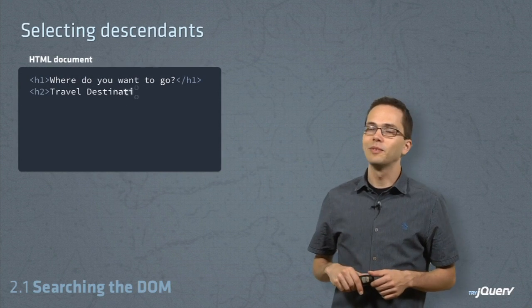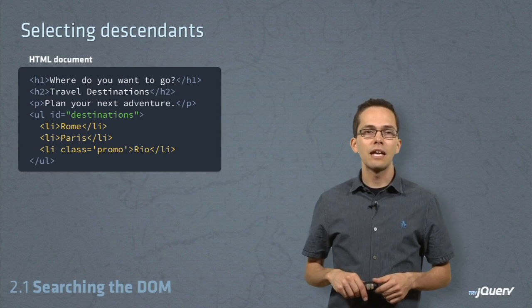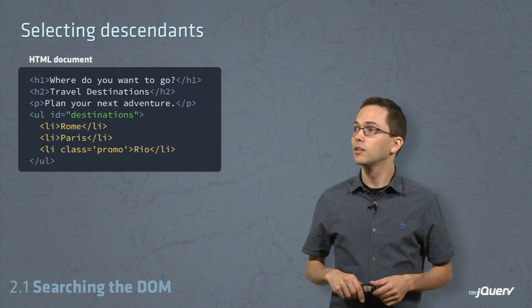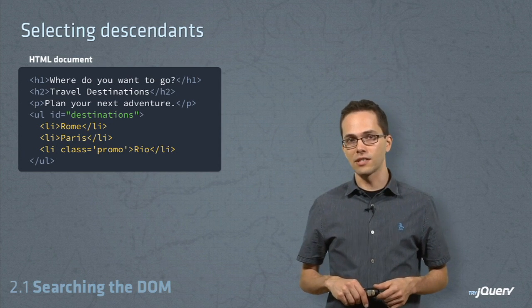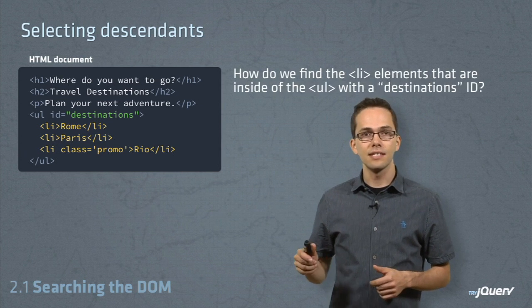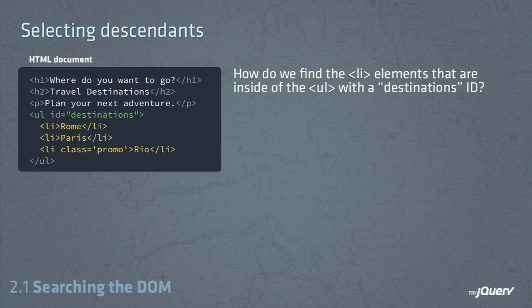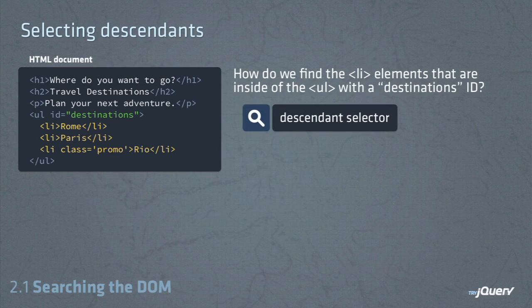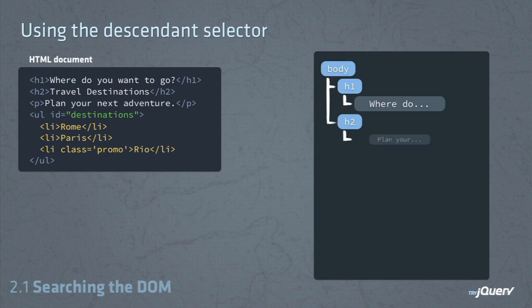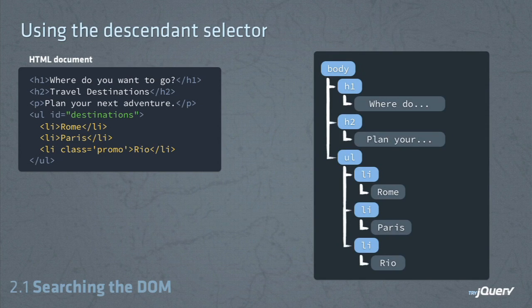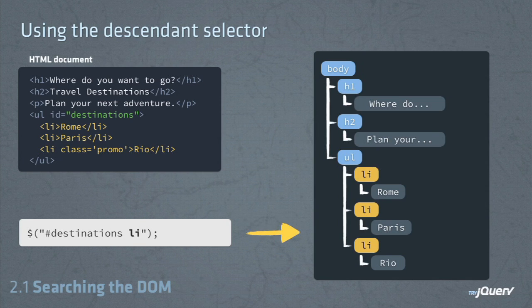So here's the HTML we used in our previous level. And remember, we were able to select the unordered list with the ID of destinations. But how might we select the list items inside of that specific unordered list? We can do that using the descendant selector. So here is our DOM again. And we can simply write #destinations space li to select all the list items underneath the element with the destinations ID. So here, the parent is destinations, and the descendant is the li.